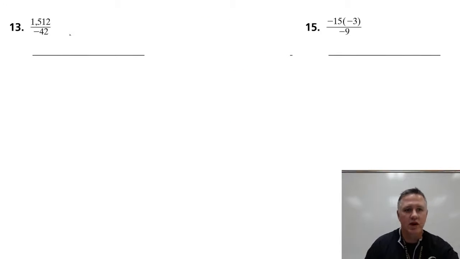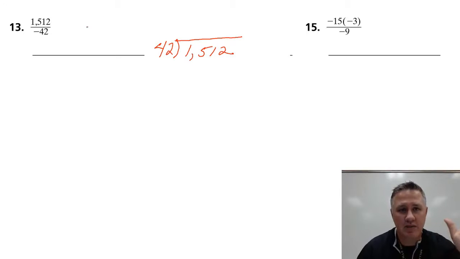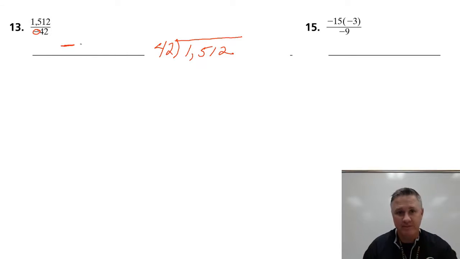All right, next one. Had to do some work for this guy. 42 into 1,512. Before I get too caught up in doing this problem, because it's going to take a little bit, I'm going to say I have one negative in my problem. That means my answer is going to be negative. So I'm going to put a negative there so I don't forget.